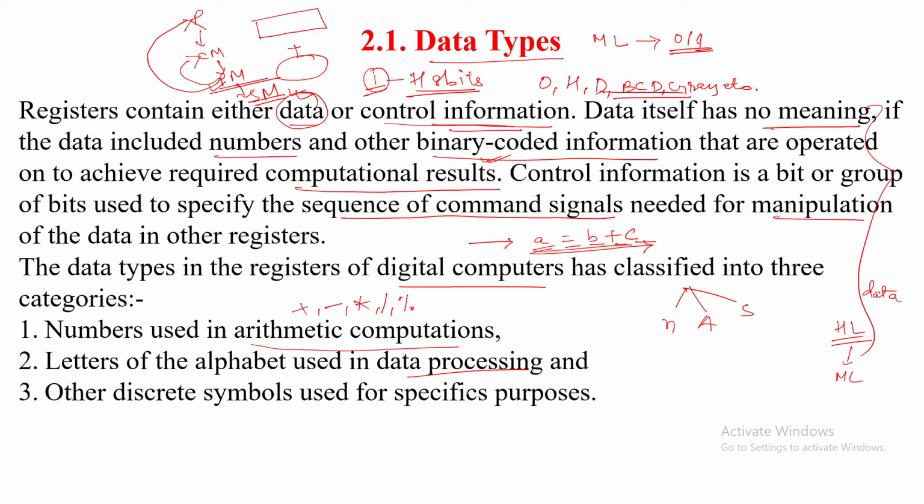And symbols are used for specific purposes. For example, here equal to is used for a specific purpose. That means A equal to B plus C means add the two numbers and the output will be stored in A. So this is the definition of data types.